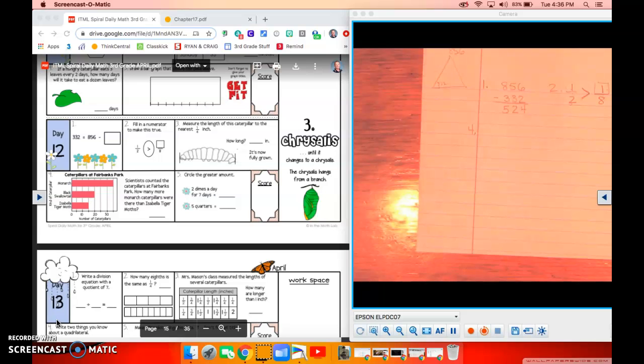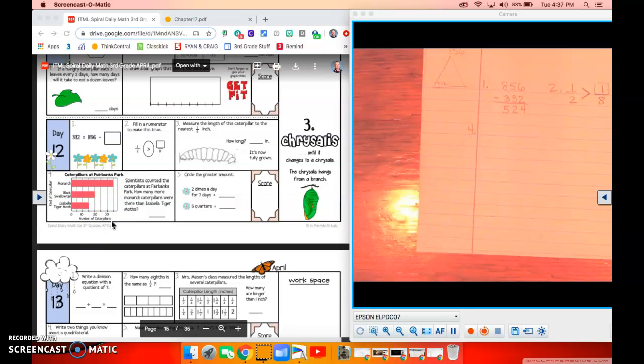Caterpillars at Fairbanks Park. There's monarch, black swallowtail, Isabella tiger moths. Scientists counted the caterpillars at Fairbanks Park. How many more? Oh, sounds like subtraction. As soon as I hear more, first thing I'm thinking, how many more monarch caterpillars were there than Isabella tiger moths? So first we got to figure out how many monarch caterpillars we have. So I'm looking at the picture. Oh, man. It's a line with no number on it.